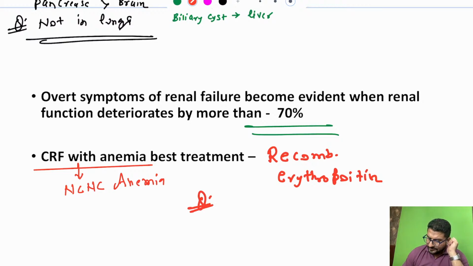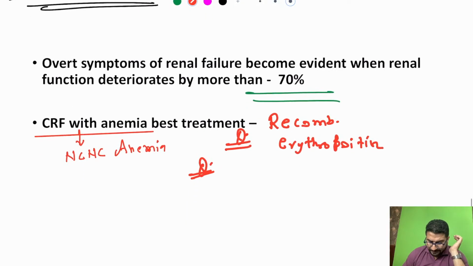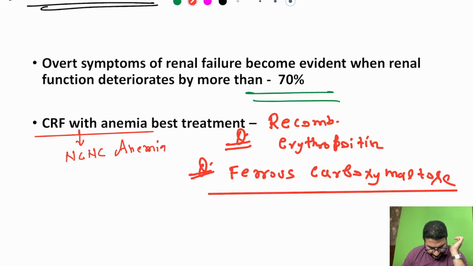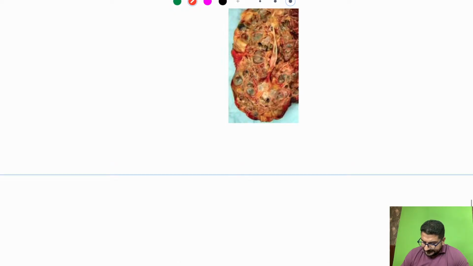One more question they ask you. If you have to give an iron supplement, then which iron preparation will you use? So remember, ferric carboxymaltose is preferred. Do not use any other iron preparation. Only this carboxymaltose is recommended in a CKD patient or CRF patient. Done.